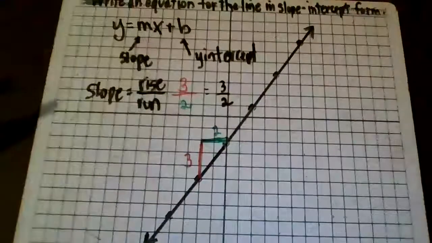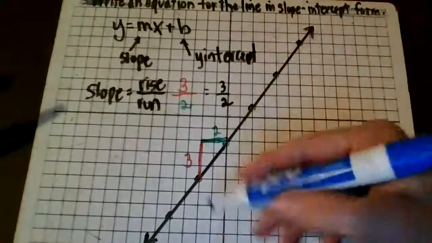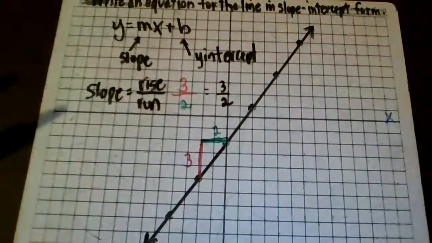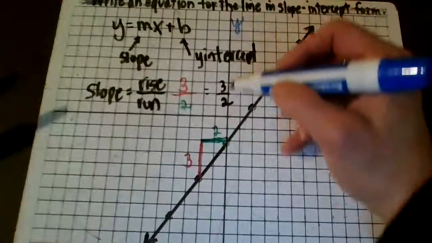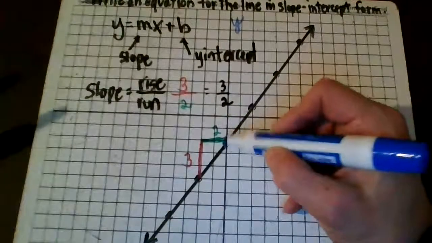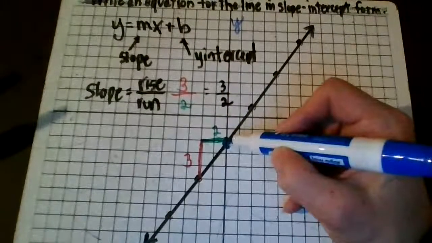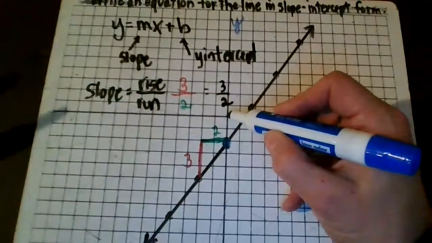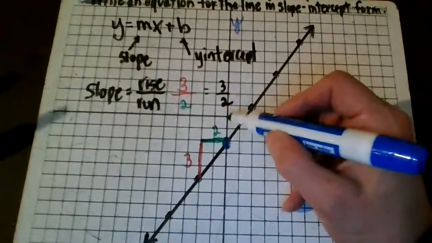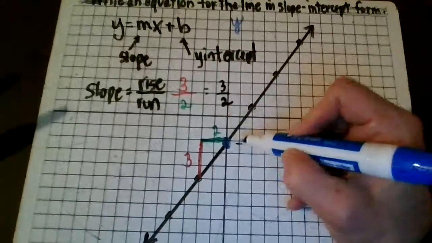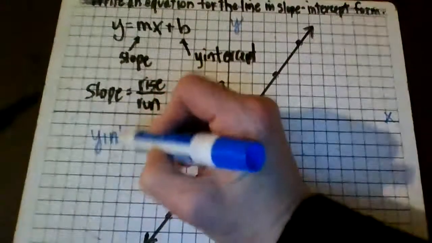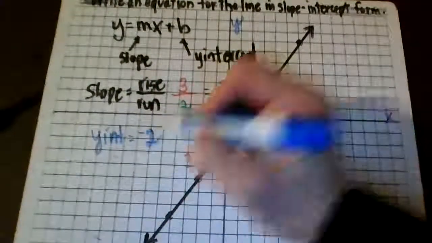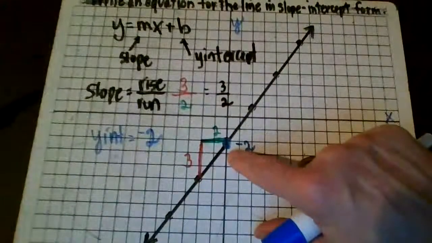Y-intercept, that's just where it crosses the y-axis. Well, you guys know that this is the x-axis, and you know that this is the y-axis. So we look to see, where does that line cross the y-axis? Well, it crosses right here. What is that point? Well, here's 0, 0, and I know I'm going down into the negative, so that's -1, -2. So my y-intercept is -2. It crosses the y-axis at -2.